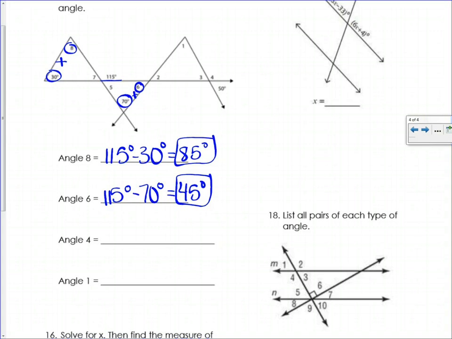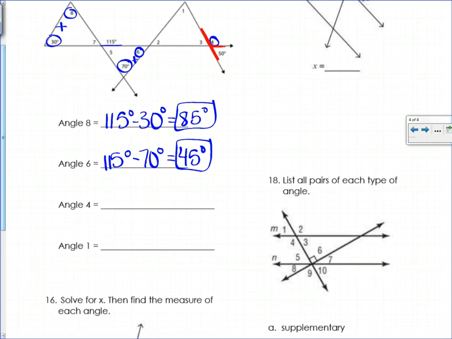Next, we're looking for angle 4, which is over here. If we're looking at angle 4, these two angles together, the 50 degrees and angle 4, they make a straight line. And now we know that a straight line is 180 degrees. So to find this missing angle, I'm going to take 180 degrees and subtract what I know, which is 50 degrees. 180 minus 50 is 130 degrees. That's angle 4.